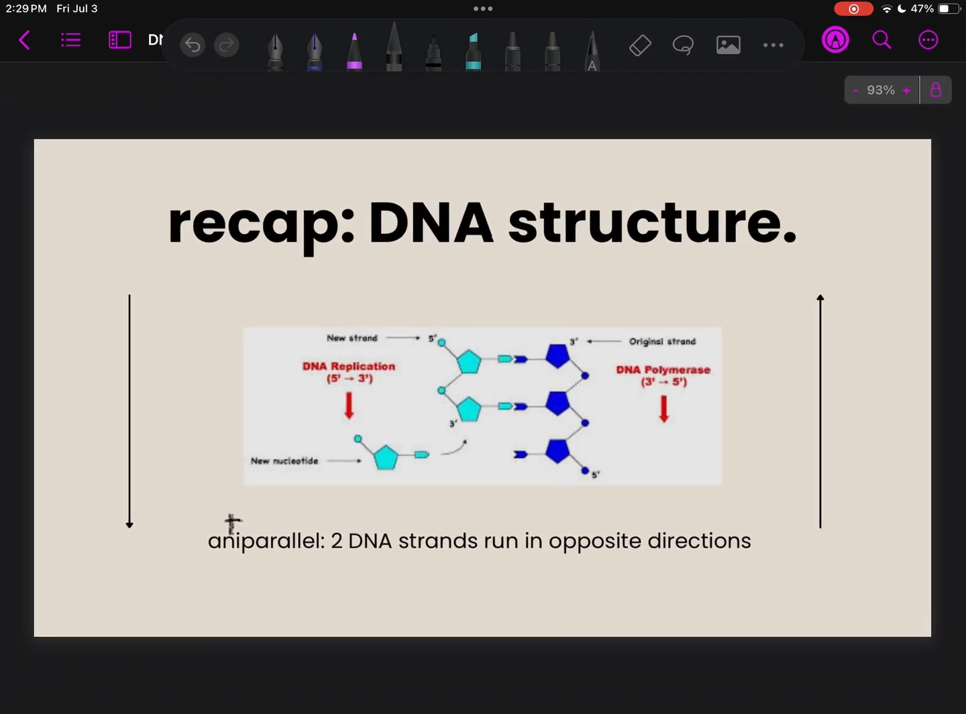A feature of the DNA structure is that it is sometimes referred to as anti-parallel, which means the two DNA strands run in opposite directions. As you can see, if we're looking at this new strand, at the top we're at the 5' end, and then it runs to the 3' end. Whereas if you look at the original strand, it starts from the 3' end to the 5' end. So it just runs in opposite directions. The first one goes from 5' to 3', whereas the other strand goes from 3' to 5'.